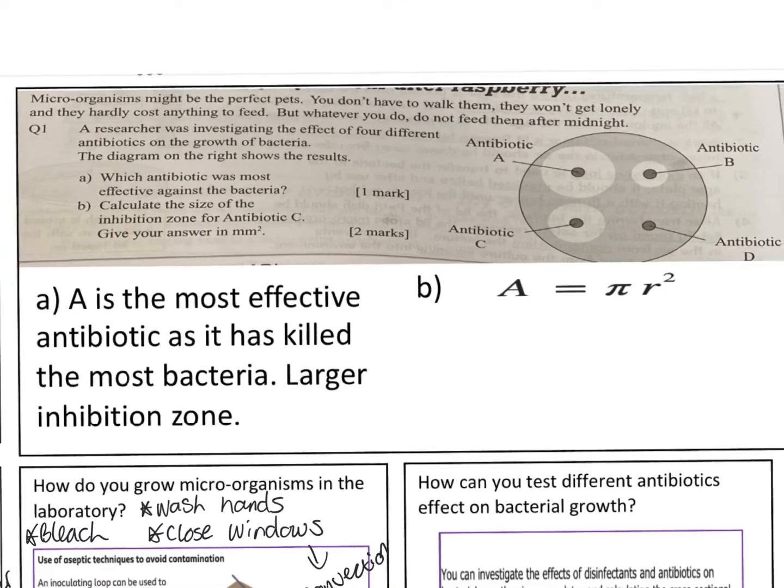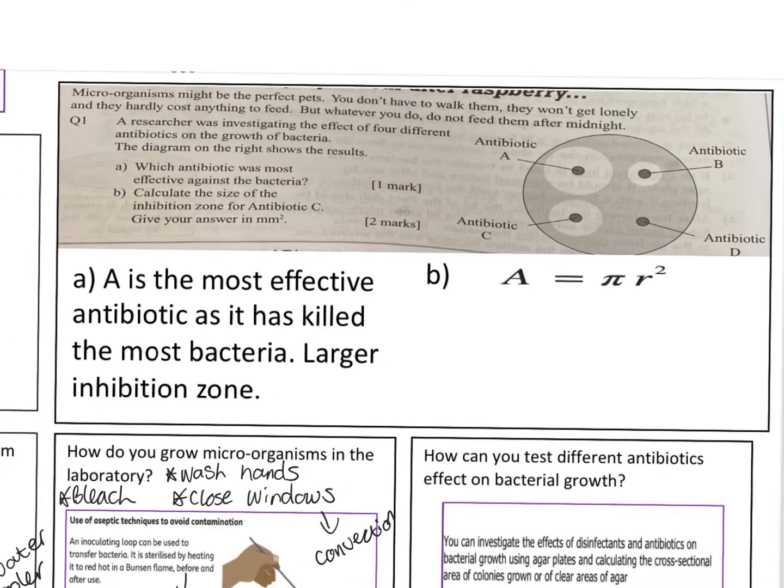You might then be asked to look at growing antibiotics. So you grow a bacteria on the plate, then you have these little strips. You can see here, little strips, where you place an antibiotic on, and the larger the zone is, we call it the inhibition zone, the more effective the antibiotic is. You can see here A is the most effective because it would have killed the most bacteria.